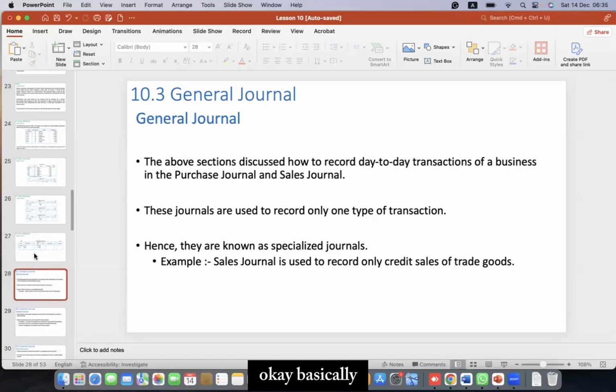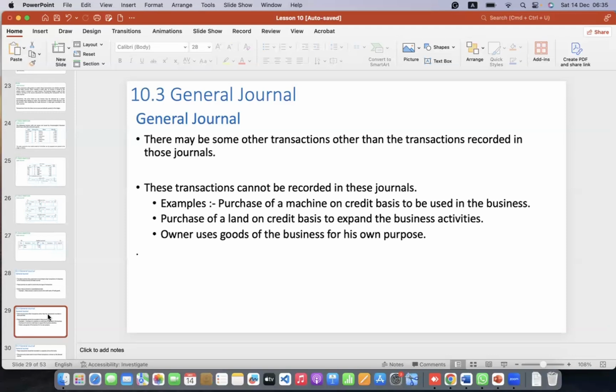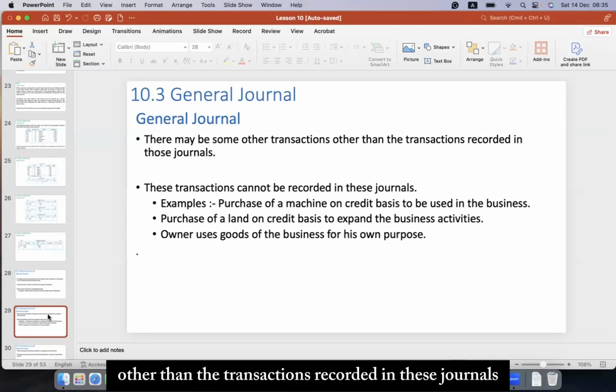Is it clear? Nothing much to panic about. Then there may be some other transactions other than the transactions recorded in these journals.